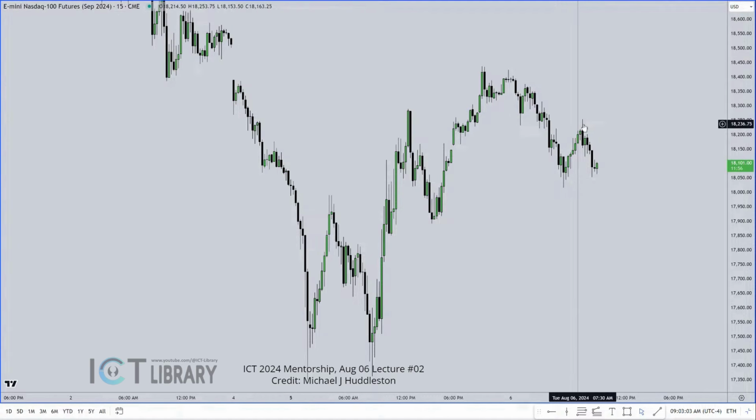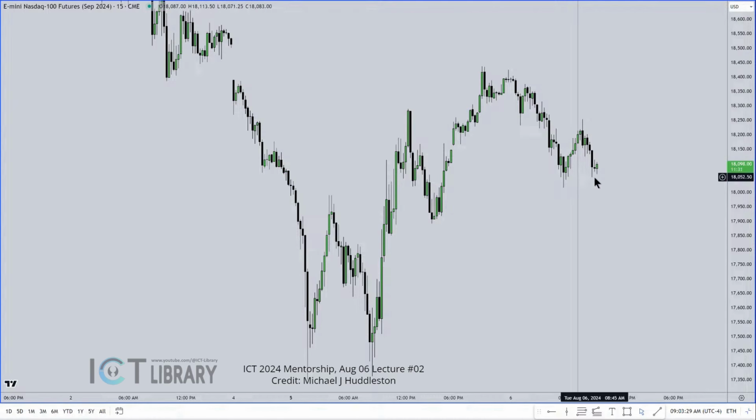Did we create a relative equal high yet? No, we just have one singular high. Do we have relative equal lows? Don't look at this because it's before 7 o'clock in the morning. Don't do that. Don't even refer to it. The rules are very simple. You're waiting to see relative equal highs and relative equal lows form after, post 7 a.m. New York local time.